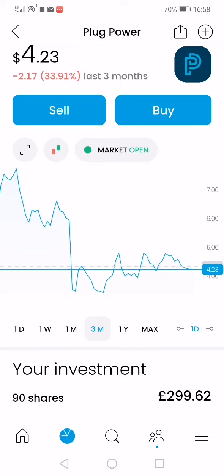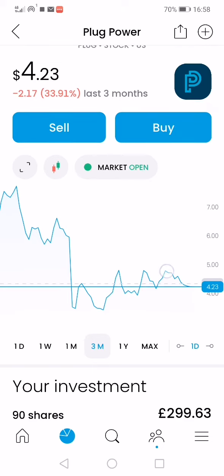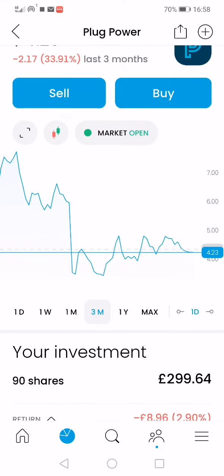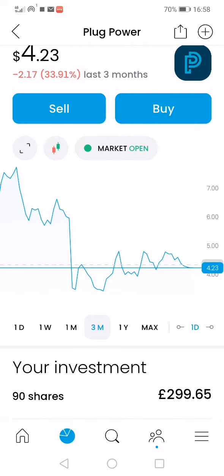The point being is that because it dropped from there to there, and since then it's been finding support here, as you can see, in that sort of upward trajectory, a little bit from here to there. That gives me confidence to trade in that stock again, but on a separate account, not on the same account.